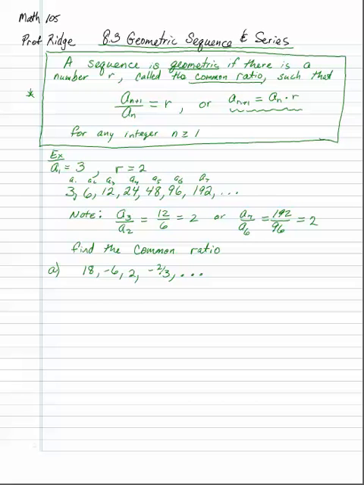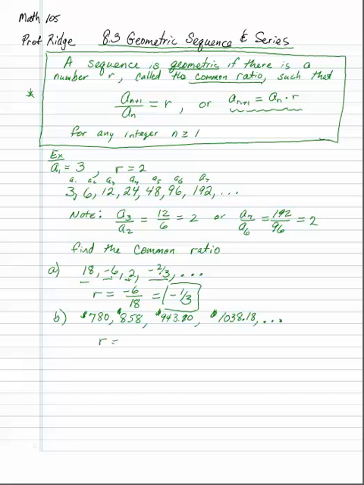Okay, so let's find the common ratio. So r will be negative 6 divided by 18, because we're going to do a2 divided by a1, which is equal to negative 1/3. And then you can check. 18 times negative 1/3 is negative 6. Negative 6 times negative 1/3 is 2. 2 times negative 1/3 is negative 2/3. So it all checks out.